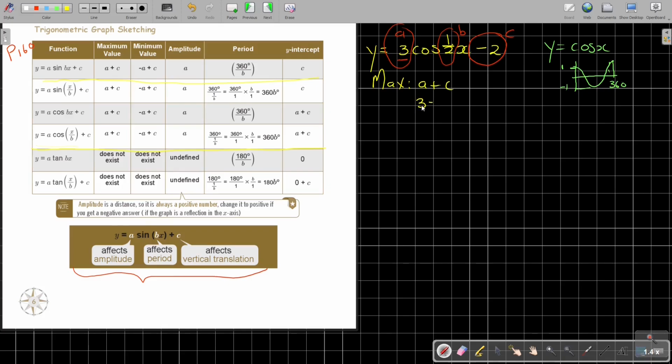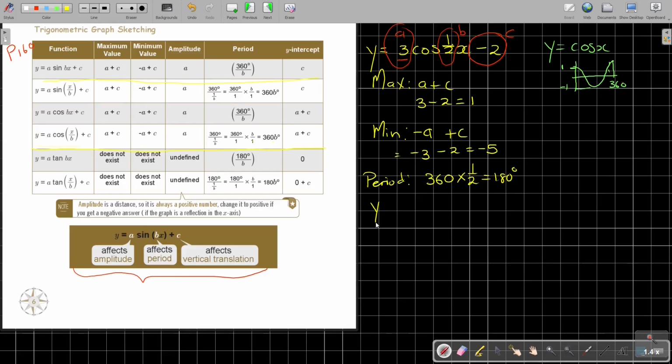So it's going to be 3 minus 2, and that's going to be 1. The minimum value is going to be the negative a plus c. So that is going to be -3 minus 2, and that's going to be -5. And now, remember, as I showed you, you multiply by b. So the period is going to be 360 multiplied by b, and that's going to be 180. So it's going to stretch out. It's not going to shrink in like the waves that we made. Now it's going to be just half one in 180.